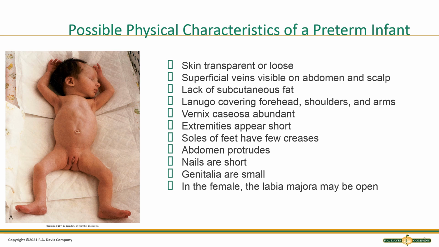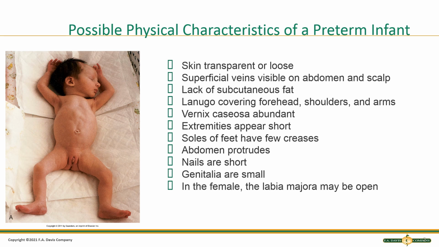Their abdomen may seem protruding or bigger. The nails are short. The genitalia is small and appears to be immature. And then in the female, the labia majora may be open. The labia majora is not closed. You can see the minora, and sometimes you may even be able to visualize the meatus and the clitoris on a preterm baby.